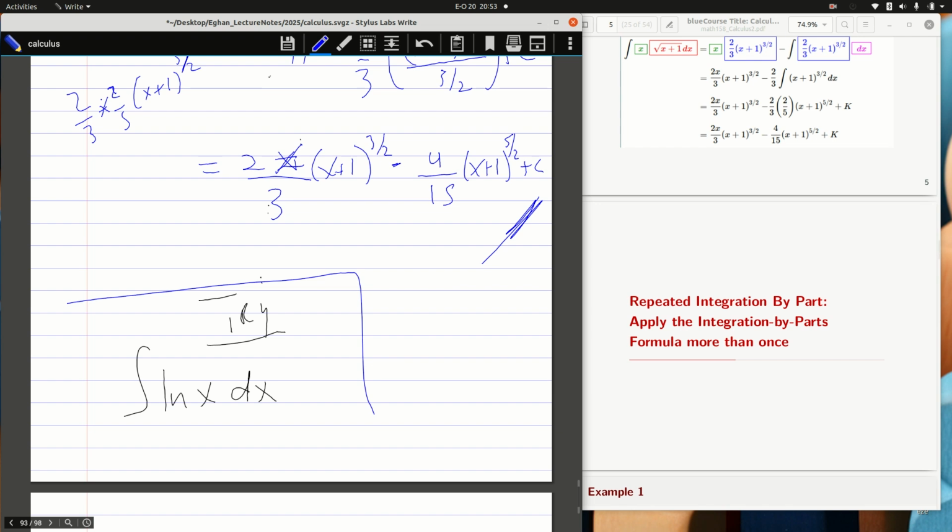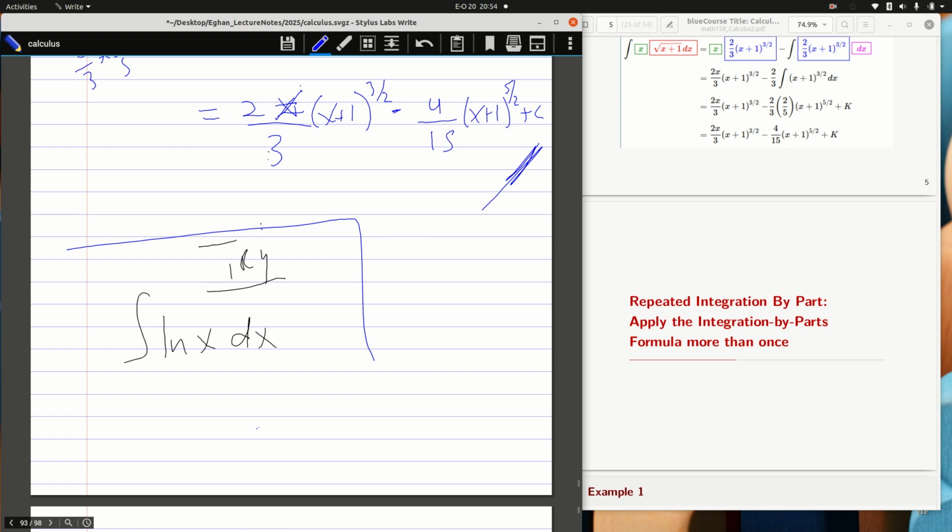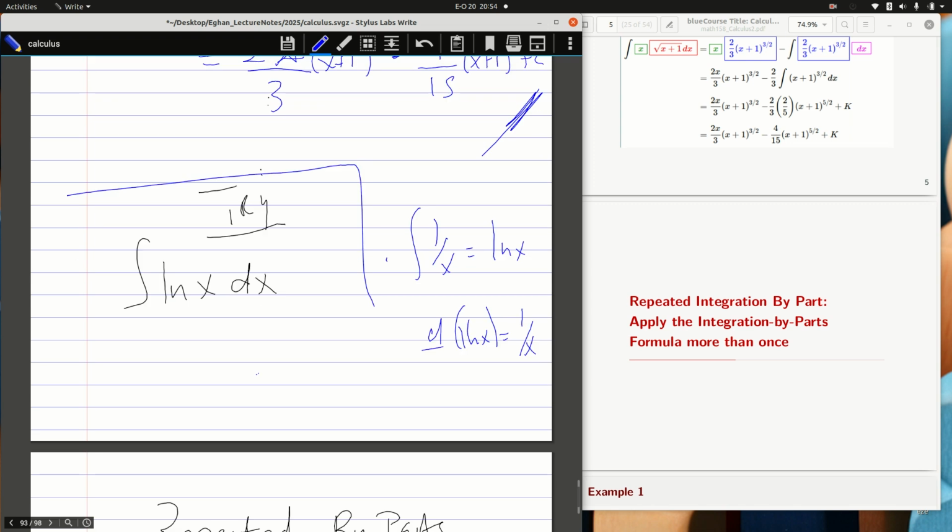Please try hands on this. We know we don't have the integral of ln x in a direct tabulation. What we know is that if I integrate 1 over x, I'm going to get ln x, and if I differentiate ln x, I'm supposed to get 1 over x. There is no integral of ln x, so what can you do? We can still use a product, integration by parts.